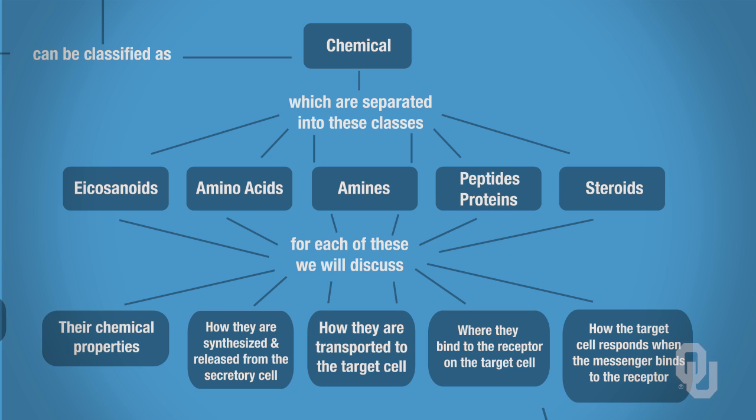So if you understand the chemical property for each of these chemical classes, then you will understand how that chemical messenger is synthesized and released or secreted from a secretory cell, which will allow you to understand how that chemical messenger gets transported to the target cell. And it will help you understand where the receptor will be located with respect to the target cell. And finally, knowing the chemical property is going to allow you to understand how the target cell responds. So just by knowing the chemical property, you're going to be able to figure out all of these other entities that are part of intercellular communication.